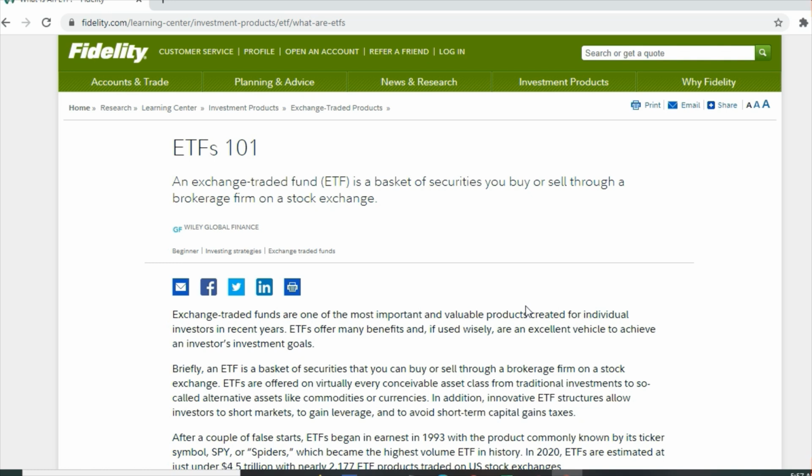Just to make sure you guys have a firm understanding on what an exchange traded fund is, it's very similar to an index fund in that when you purchase an ETF, as it says here, you purchase a basket of securities you buy or sell through a brokerage firm on a stock exchange. So when somebody talks about a mutual fund or an index fund or an exchange traded fund, they're essentially talking about the same thing with potentially a small difference.